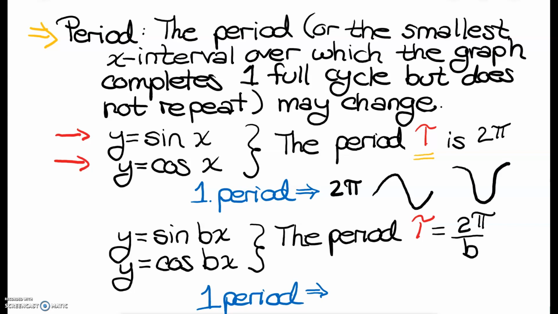All right, so what happens if we change our equation to look like this now? y equals sine of b times x, and y equals cosine of b times x. Well, the period is no longer 2 pi. We can think of that b as a horizontal stretch or compress. So how do you calculate the period over which your graph will start repeating? Well, we calculate the period by using this formula. Our period tau equals 2 pi divided by b.